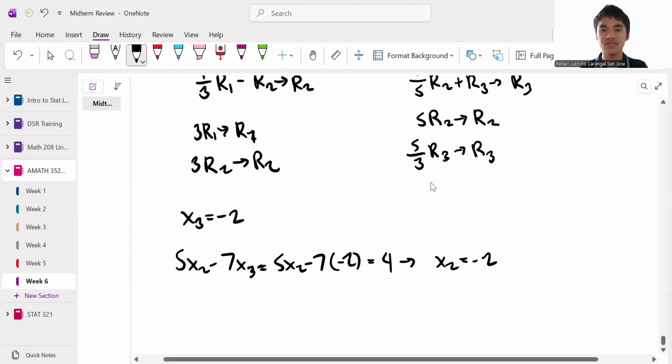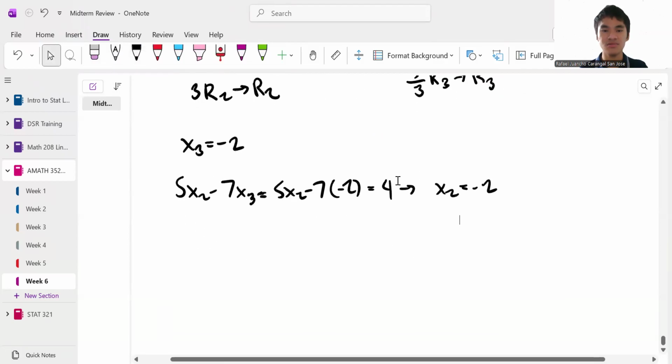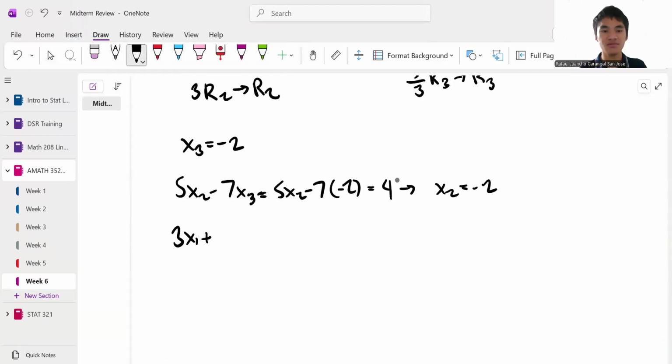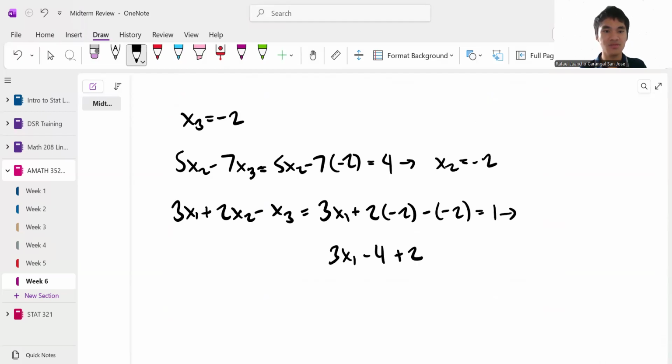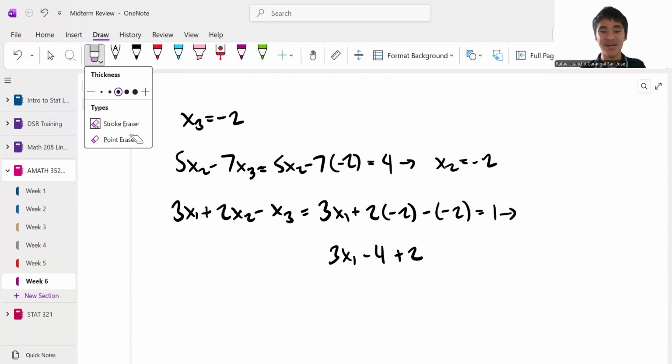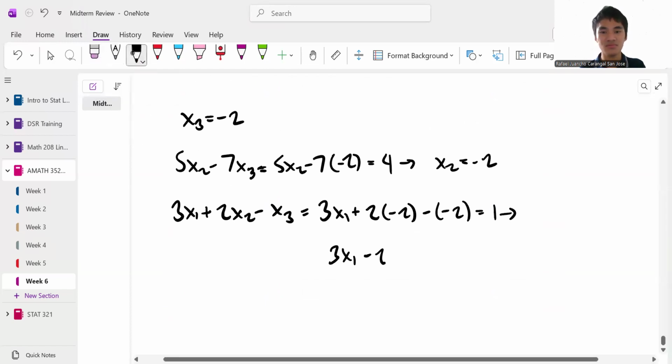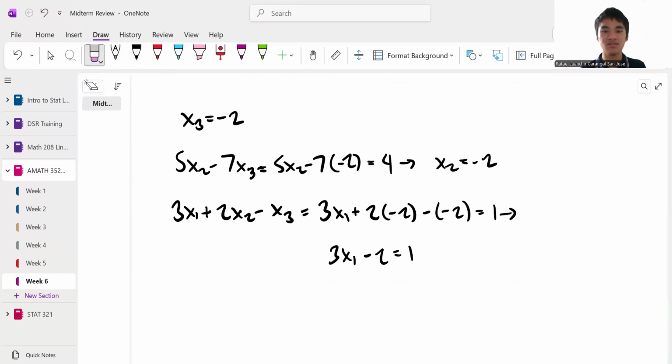And then lastly, on top, we get 3, 2, -1: 3x sub 1 plus 2x sub 2 minus x sub 3 equals 1. So this is 3x sub 1 plus 2 times -2 minus -2 is equal to 1. So this would give me 3x sub 1 minus 4 plus 2. Minus 4 plus 2 is -2, equals 1. This is 3. Then x sub 1 is 1.